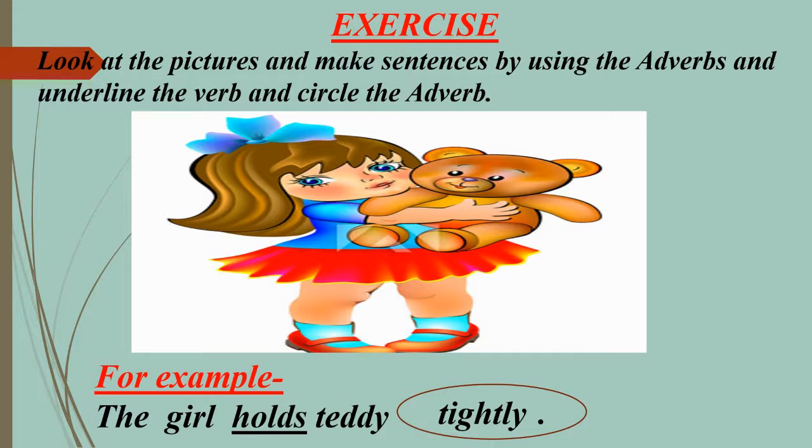Children, look at the pictures and make sentences by using the adverbs and underline the verb and circle the adverb. One example is done for you. The sentence is, the girl holds Teddy tightly. In this sentence, you can see I have underlined the verb, that is holds, and I have circled the adverb, that is tightly. So, same way you have to make sentences.